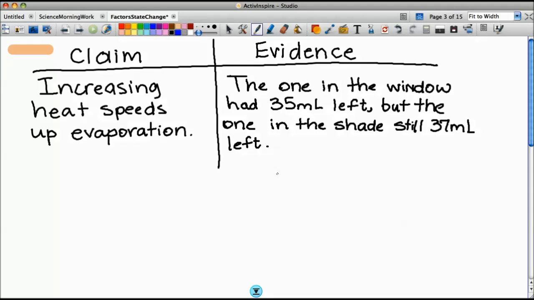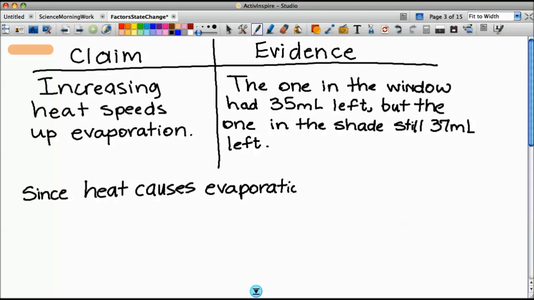So underneath, we're going to write down the explanation, the why. Since heat causes evaporation, increasing the heat made it happen faster.